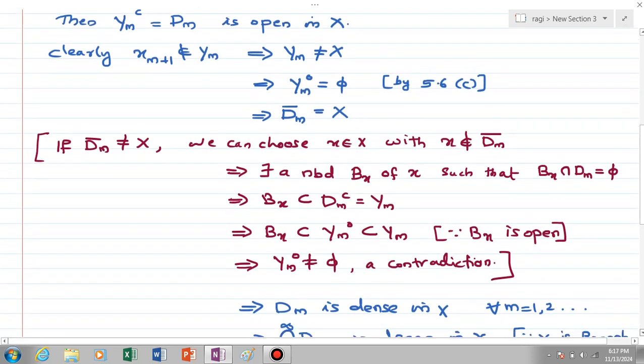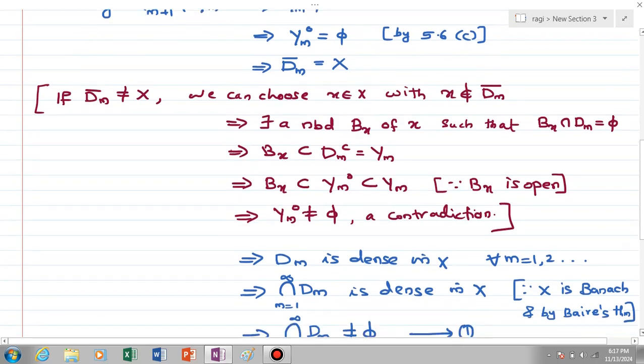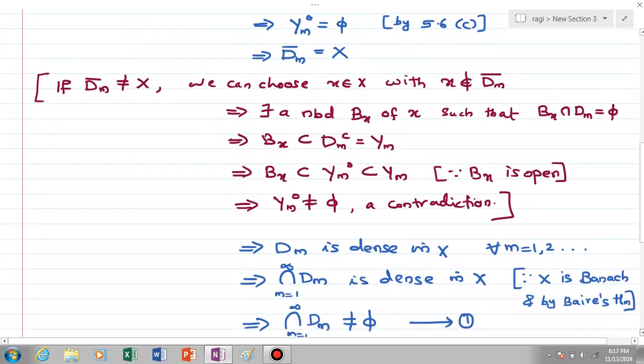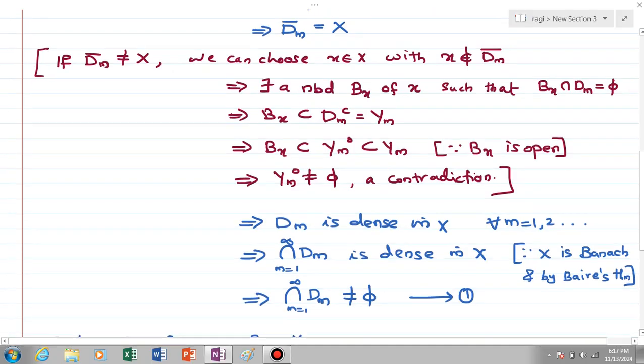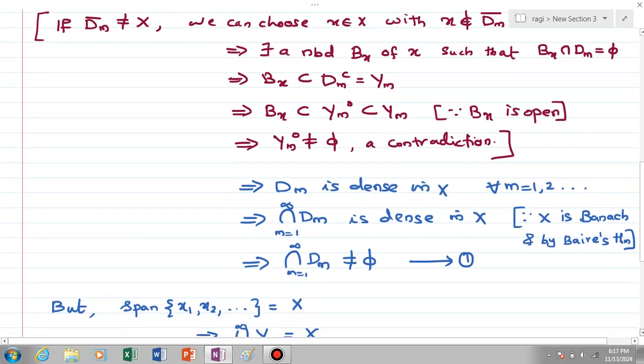So we have each Dm is dense in X, and X is a Banach space. By using Baire's theorem, X is a Banach space means X is complete, so the intersection of Dm is dense in X using Baire's theorem. That means the intersection of Dm cannot be empty. Let it be equation number 1.